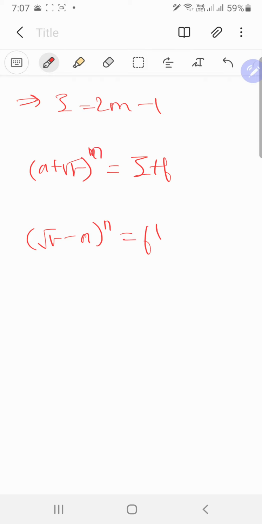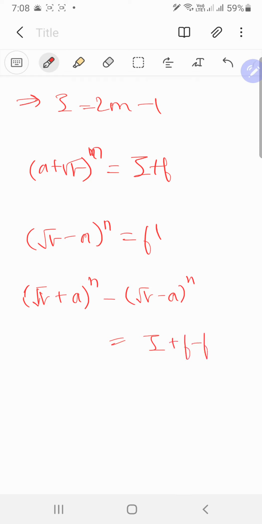And now I'm going to subtract these things. So a plus square root b to the power of n, I should actually write this as square root of b plus a, so square root of b plus a to the power of n minus square root of b minus a to the power of n. That is supposed to be I plus f minus f dash. Okay, so now if I subtract this thing, you are going to get the same stuff. You're going to get something like 2 times some integer, right?